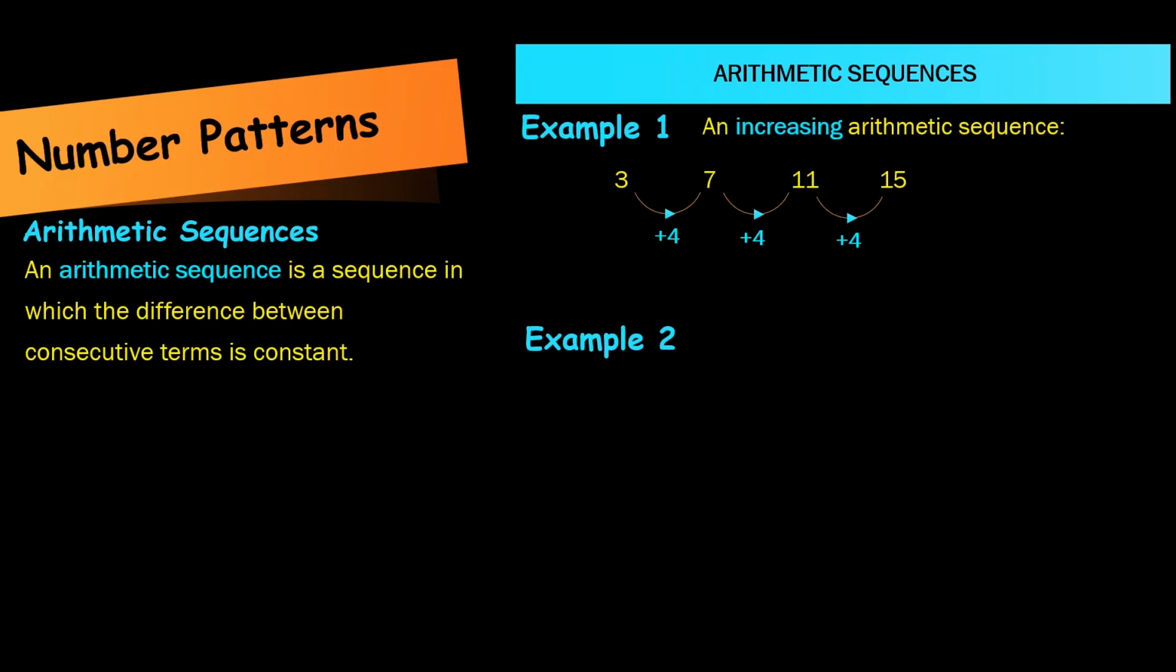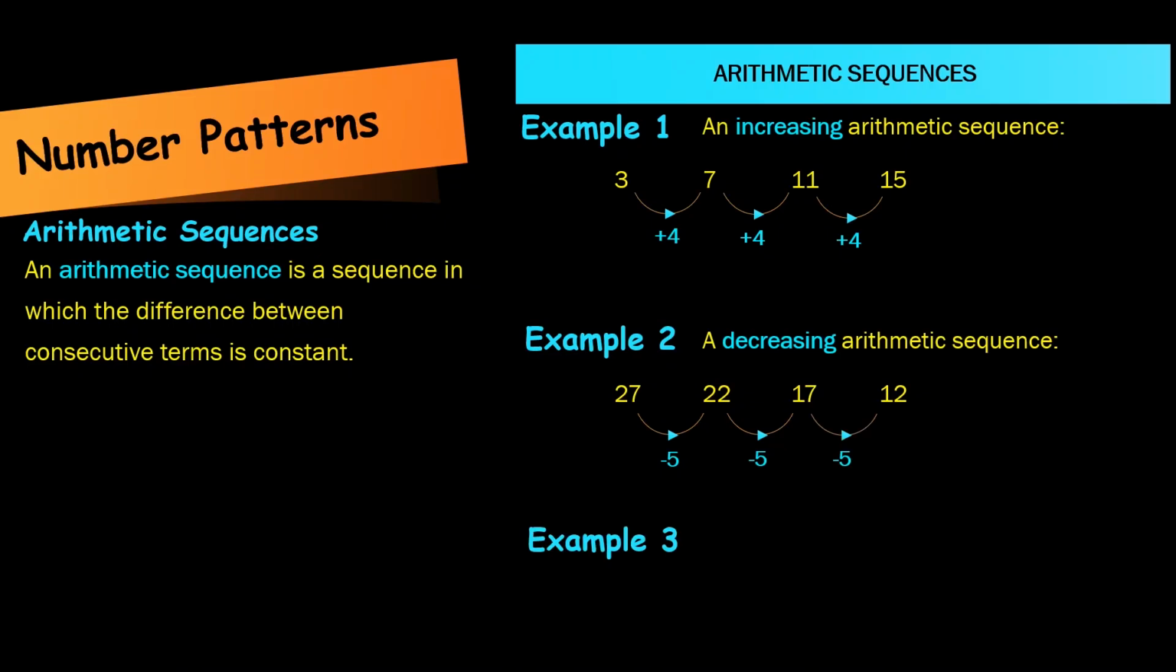Now let's take a look at another example. A decreasing arithmetic sequence example is 27, 22, 17, 12, and so on. Notice that this sequence is decreasing by 5 each time, so we're subtracting 5 to get to the next term. And now for the third example.